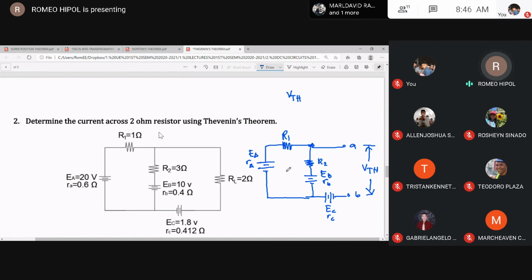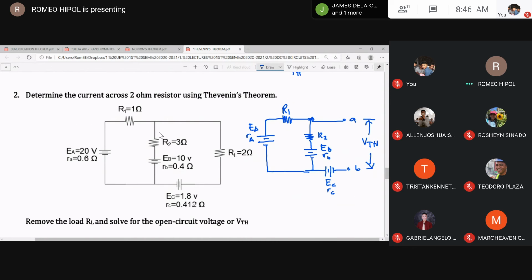So same procedure lang din kanina. Ano ba pinagkaiba nito? Actually, nag-set lang tayo ng E sub C. Pero ano ba yung magiging effect from the calculation of Thevenin's voltage of this connected E sub C or battery C? Okay, let's proceed.